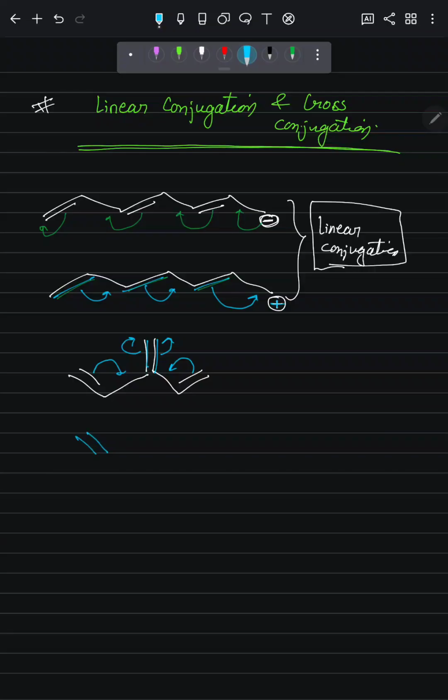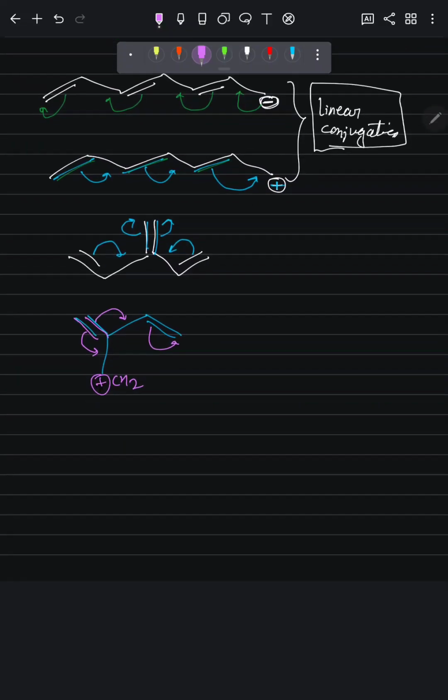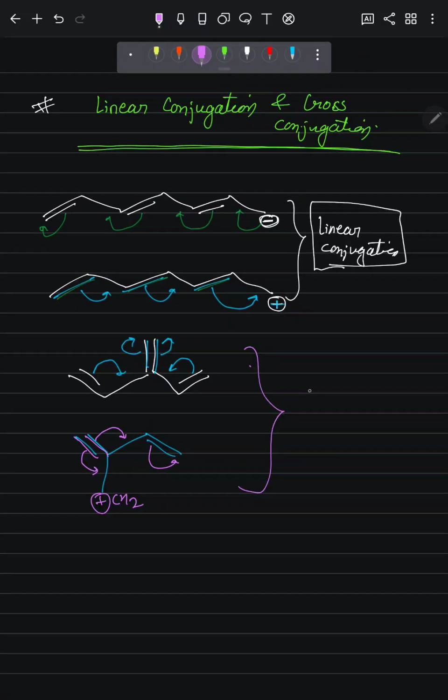There is another example in which this and this. So if a positive charge is present here, or the C=S bond, the electron density can come here and it can also go here. So the electron density of this bond can come here and here, two places it can go. So these are examples of cross conjugation.